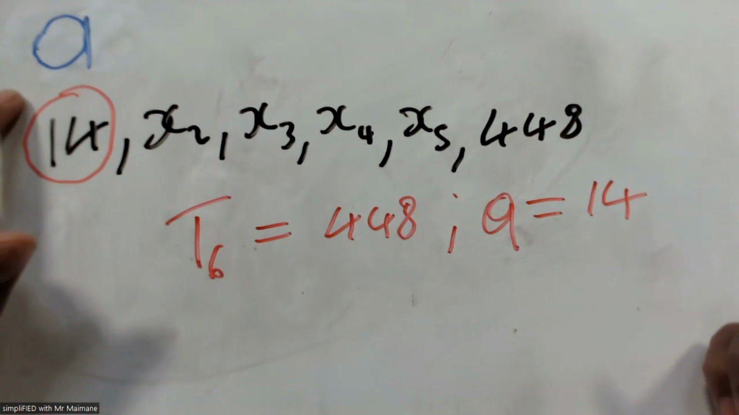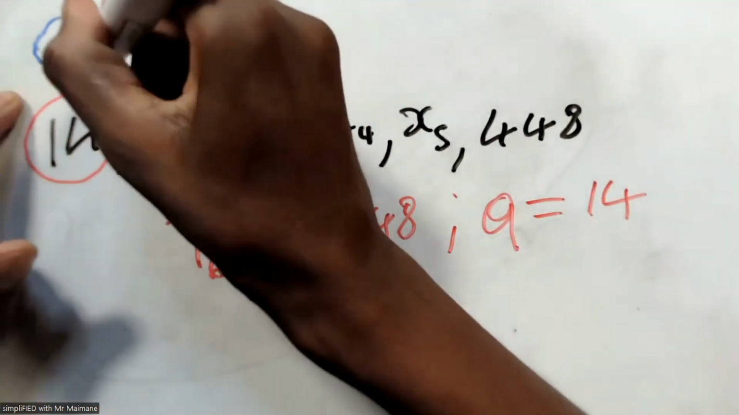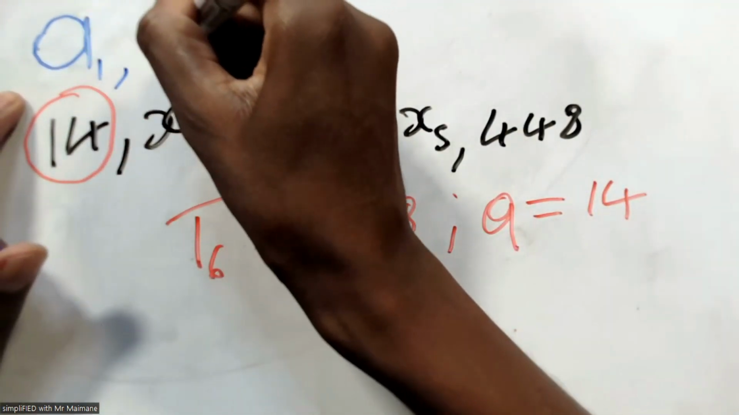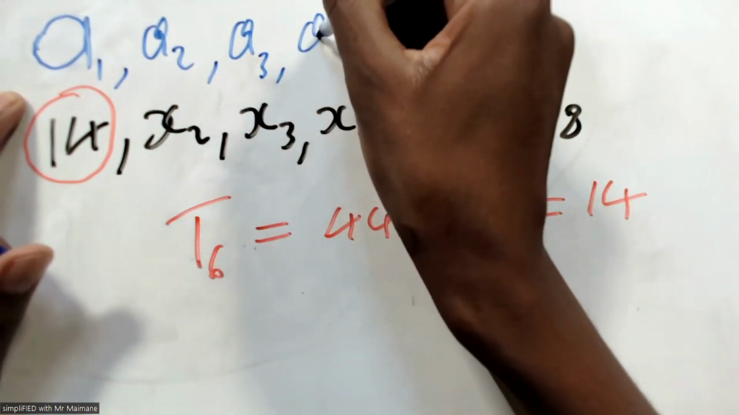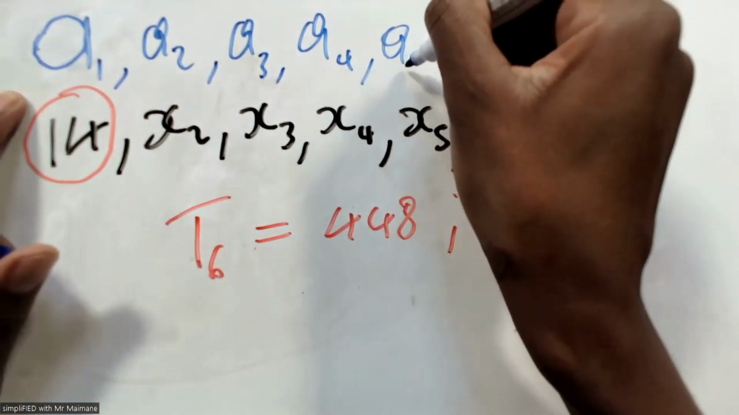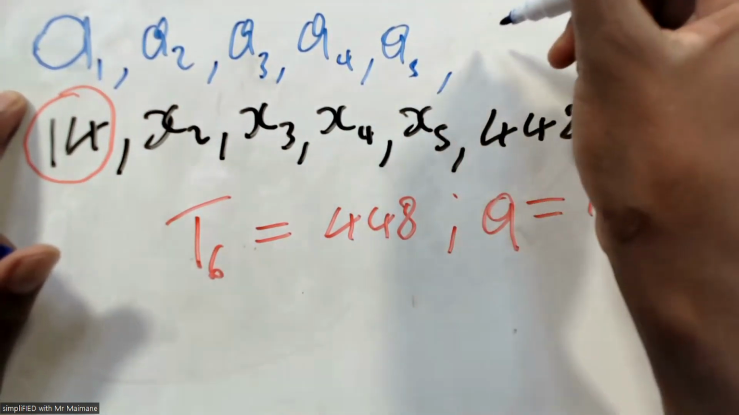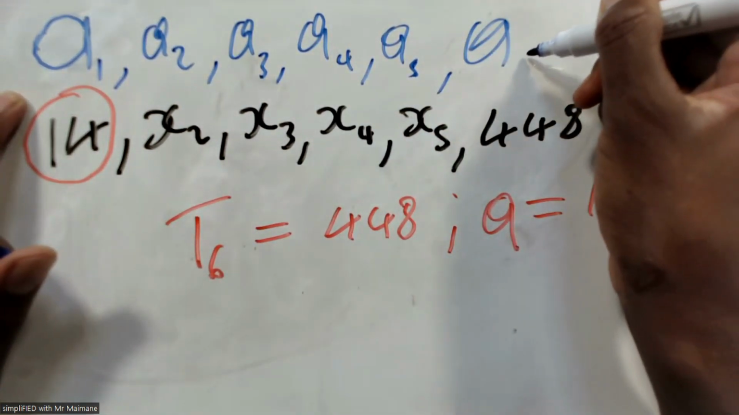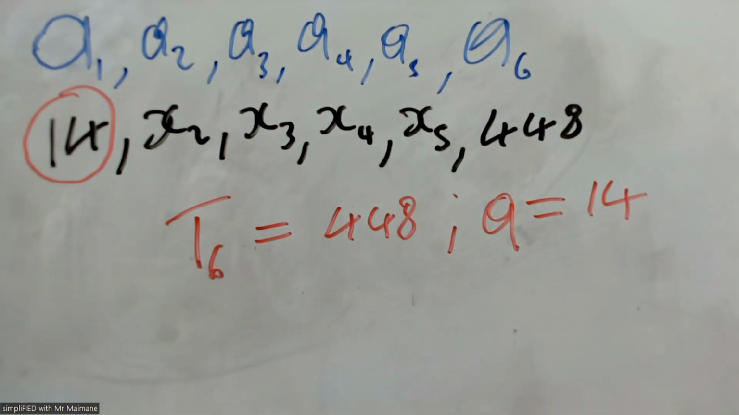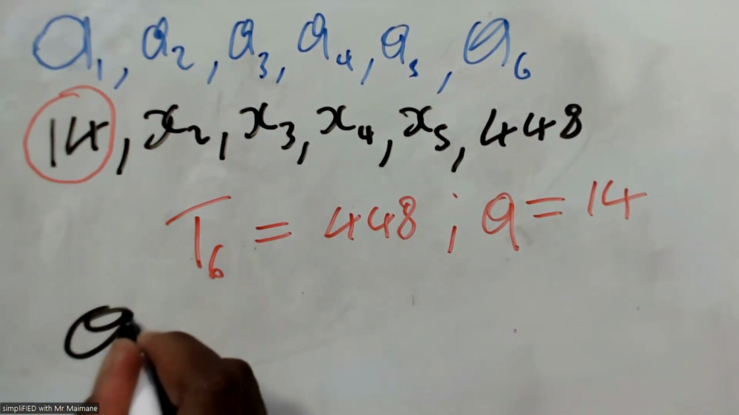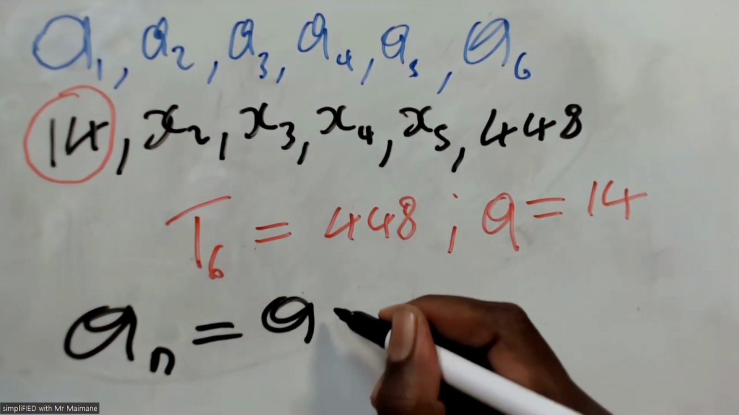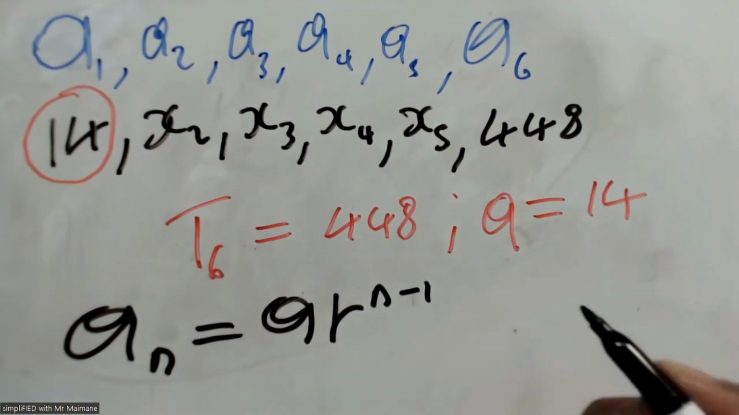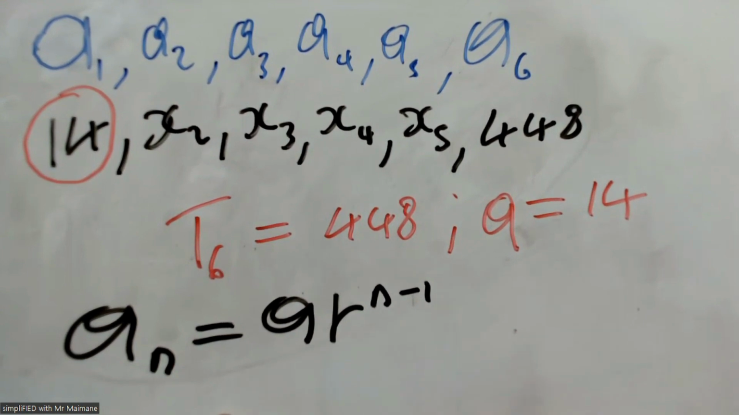Let's look at it like this. So this is our first term A, this is A1, this is A2, this is A3, this is A4, this is A5, and this is A6, right? So far, we know that AN is equal to A R to the power N minus 1. We know this from this table here.